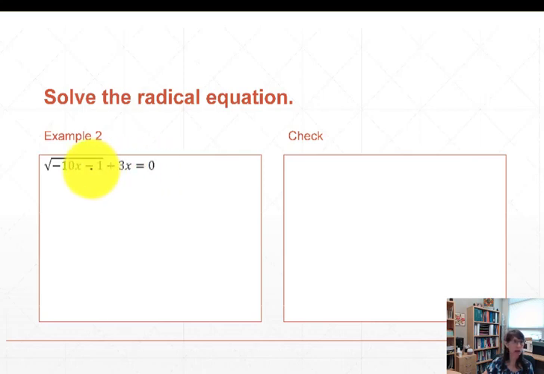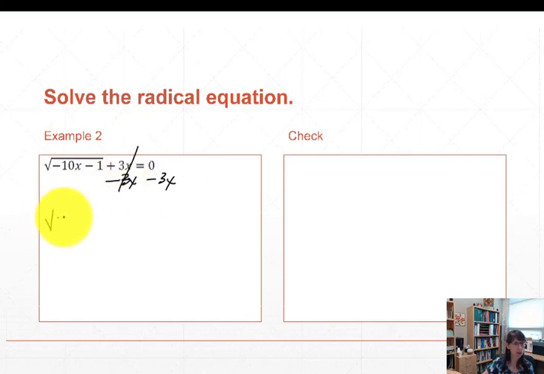For example 2, we have the square root of negative 10x minus 1 added to 3x equals 0. Well, at first you might think, oh, how nice, it equals 0. Well, that's not standard form for this type of problem. For us, we need the square root isolated. So this plus 3x needs to be eliminated. So subtraction of 3x on each side of the equation will eliminate it.